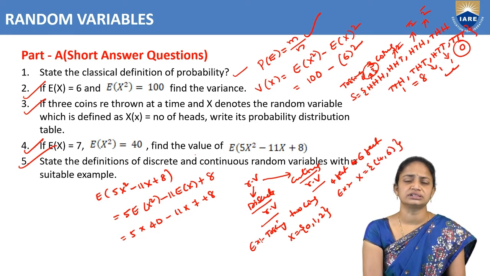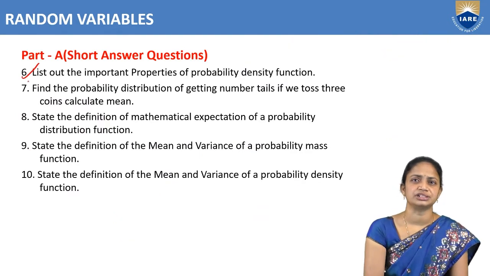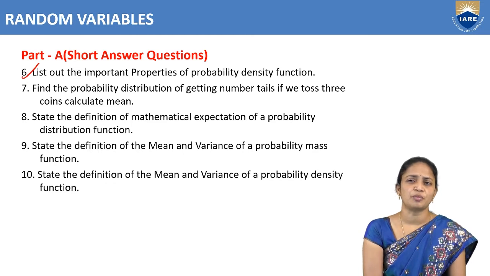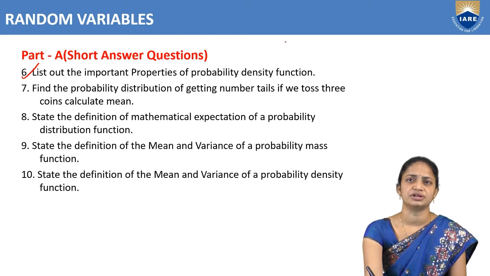So what is a continuous random variable? If the range of the random variable is an interval of real numbers, the interval 4 to 6, then that is a continuous random variable. Now the next question: list out the important properties of the probability density function. The probability density function is the continuous probability distribution, and it has two properties. First, f of x is greater than or equal to 0. Second, the integration over minus infinity to infinity of f of x dx equals 1.